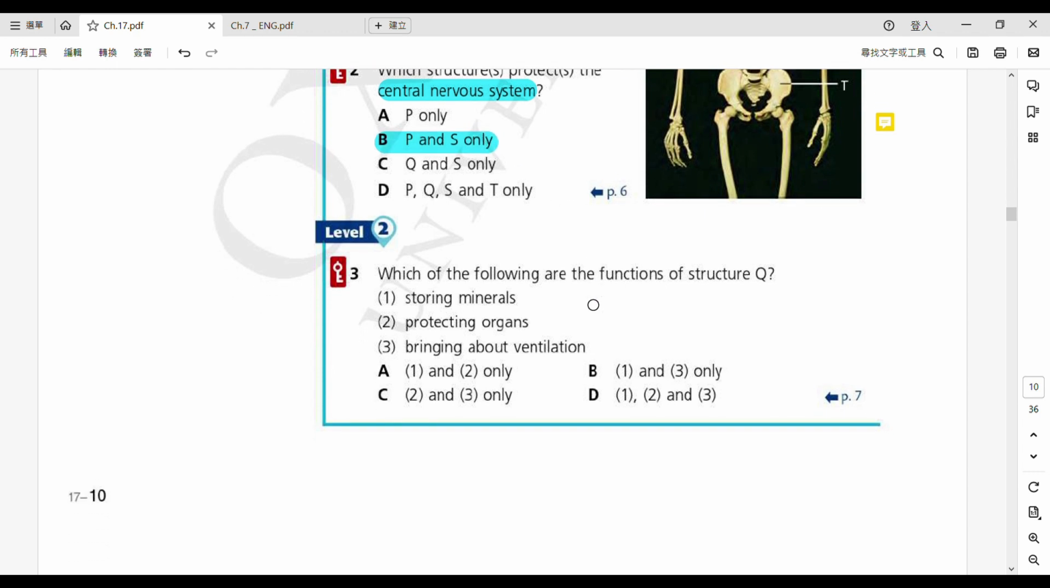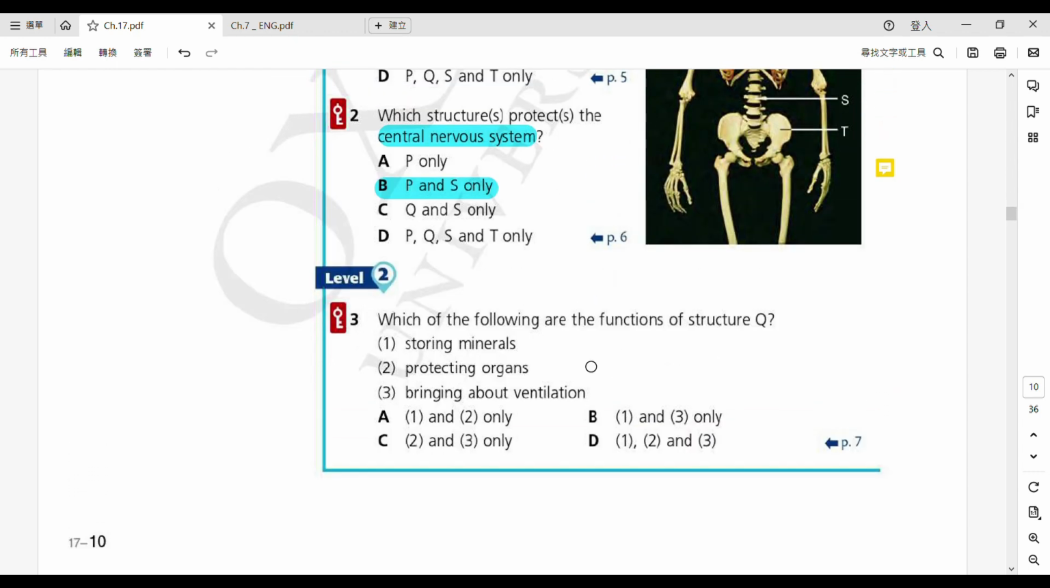And then the last one. Which of the following are the functions of Q? What is Q? Q is the rib cage. So which of the following functions are true? First, store minerals. All bones store minerals. That is correct, and the minerals are calcium and phosphorus. Protect organs, especially internal organs, including our lungs and our heart. The answer is correct.